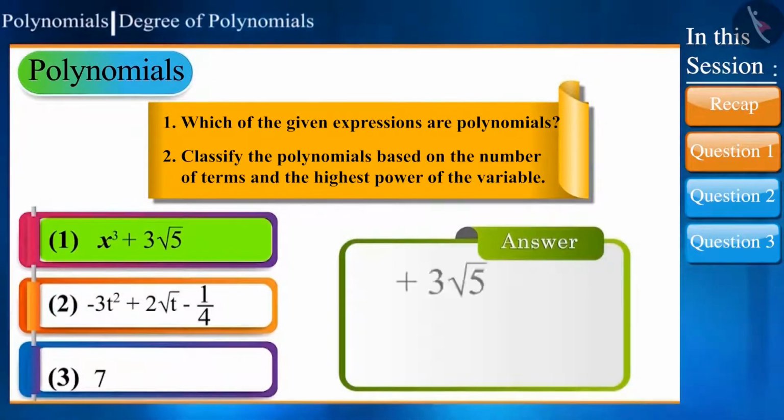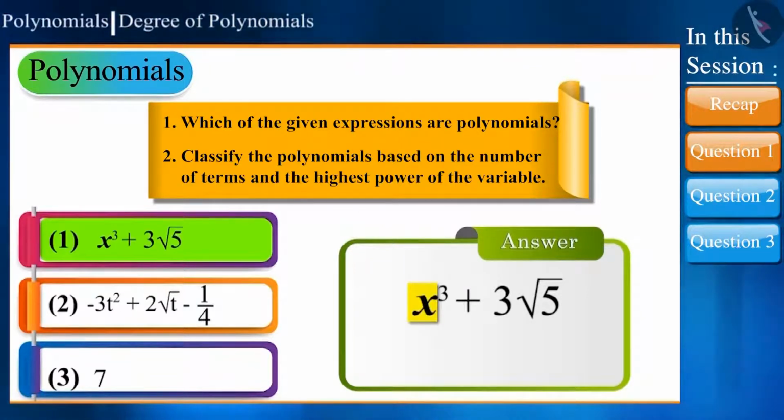The first expression, x to the power of 3 plus 3 to the square root of 5, has only a single variable x, whose highest power is 3. And there are two terms, x to the power of 3 and 3 to the square root of 5.